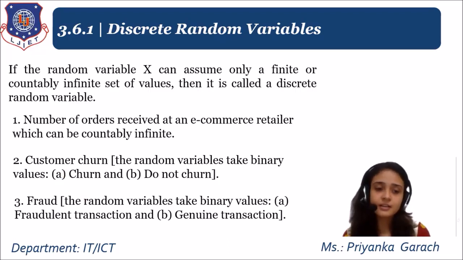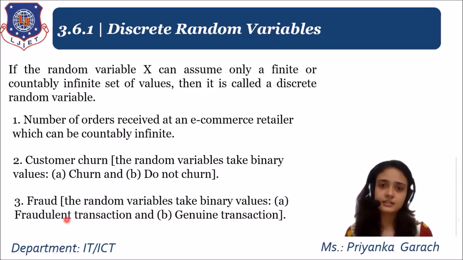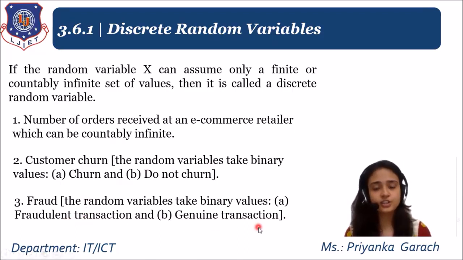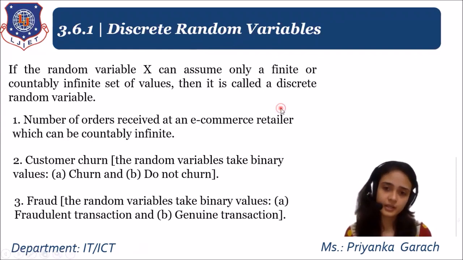The next one is customer churn. There are only two possible outcomes of customer churn, that is churn and no churn. So the random variable taken over here can be easily counted. So this is an example of a discrete random variable. Similarly for fraudulent transactions, there are only two possibilities, that is fraudulent transactions and genuine transactions. So you can count these values. These are all examples of discrete random variables.